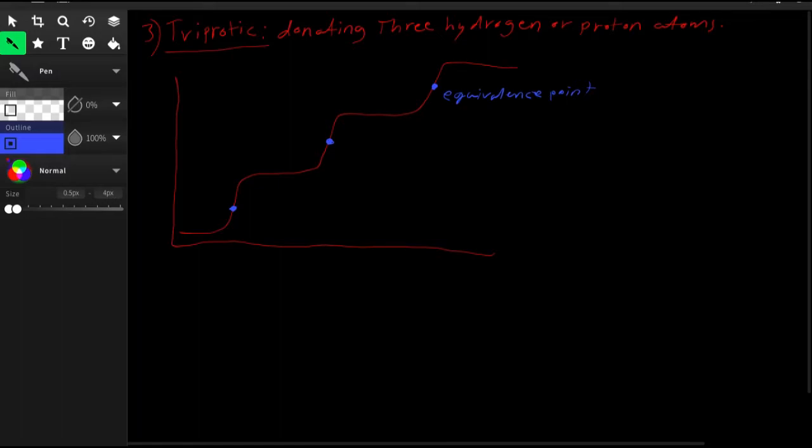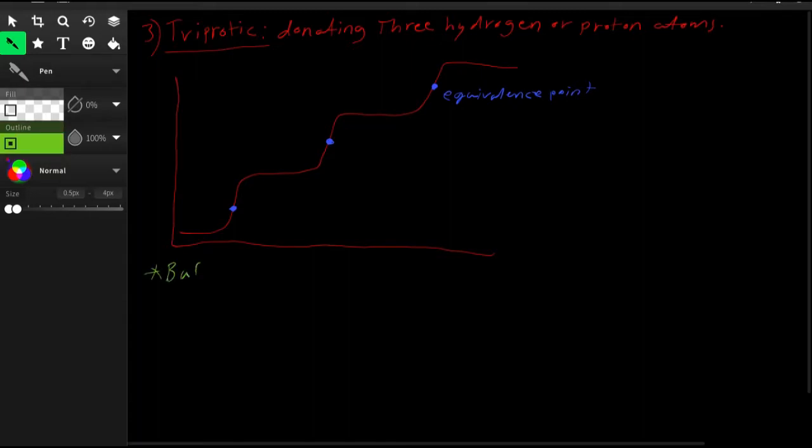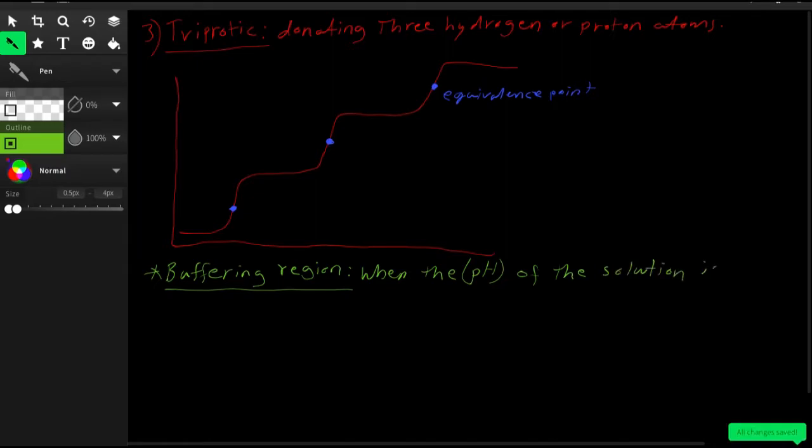To know the buffering region, okay, so here's the definition. Where's the buffering region? Buffering region is when the pH of a solution is about the same as the pKa of the solute.